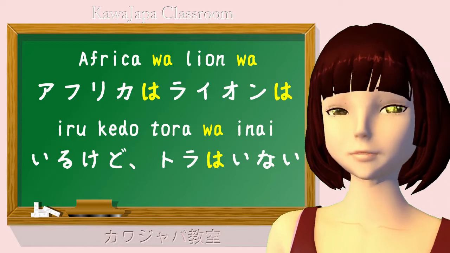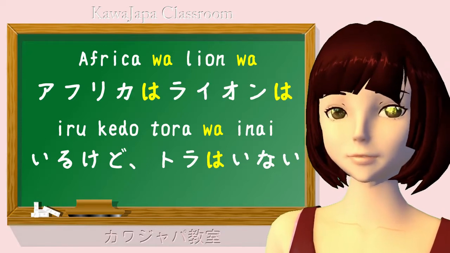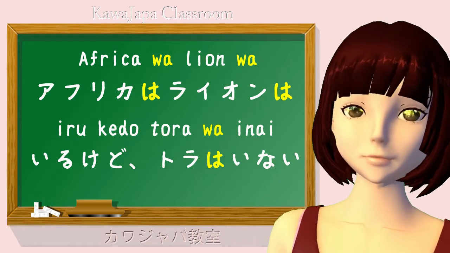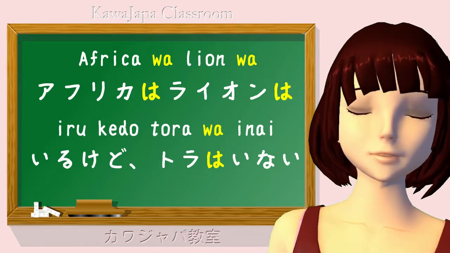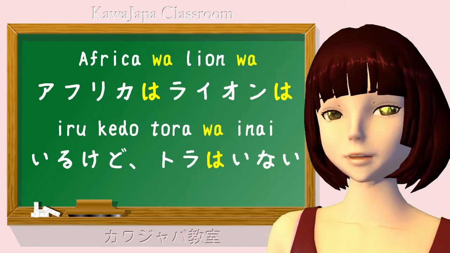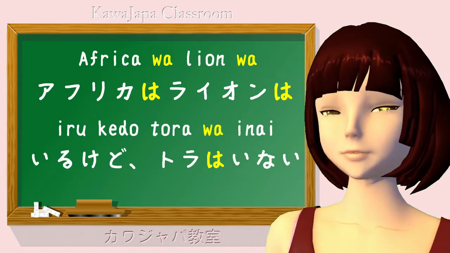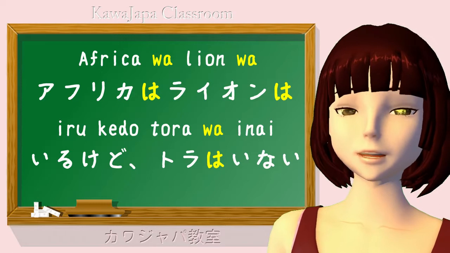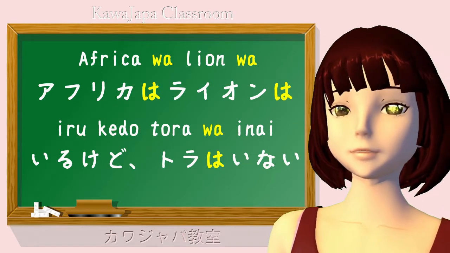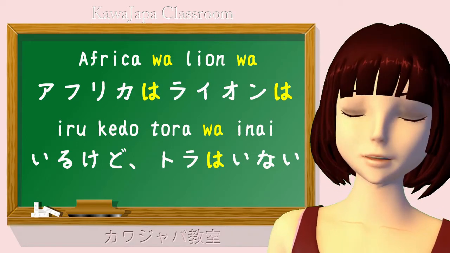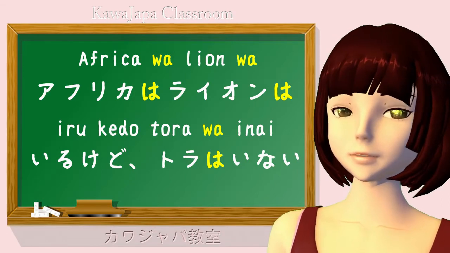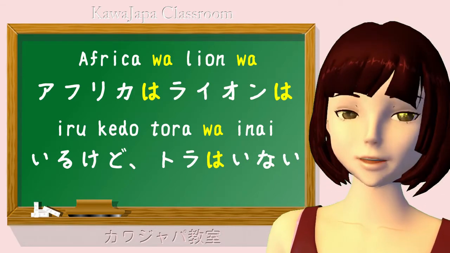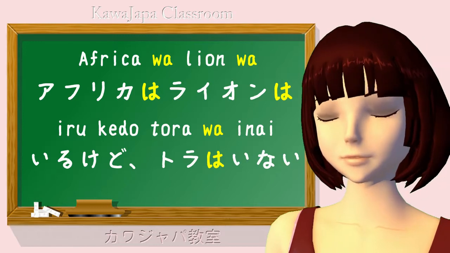And this can work rather like a but. There is in fact a but in this sentence, the kedo, but the wa underlines the distinction implied by that but. We can translate it into English this way. Speaking of Africa, lions, well, they exist, but tigers, they don't exist. It's not perhaps the most natural way to say it, but you understand what's going on.